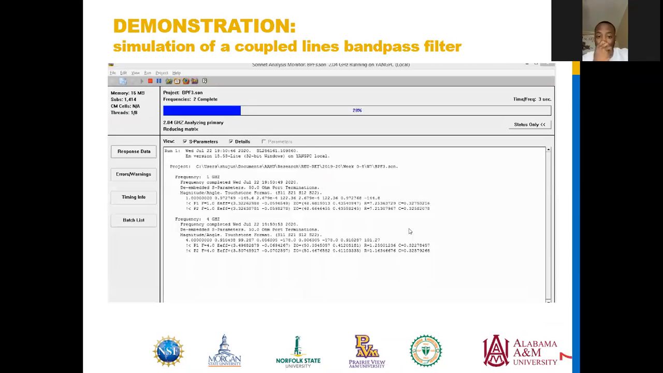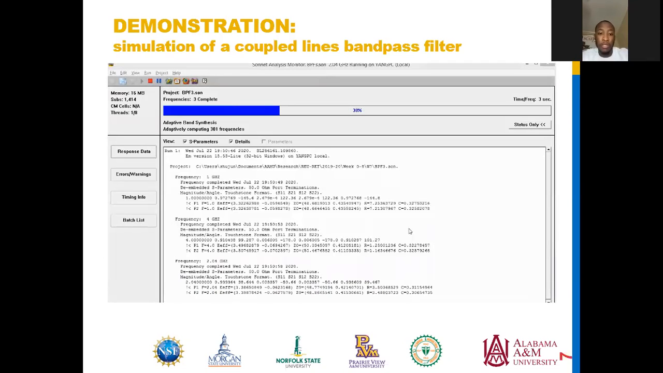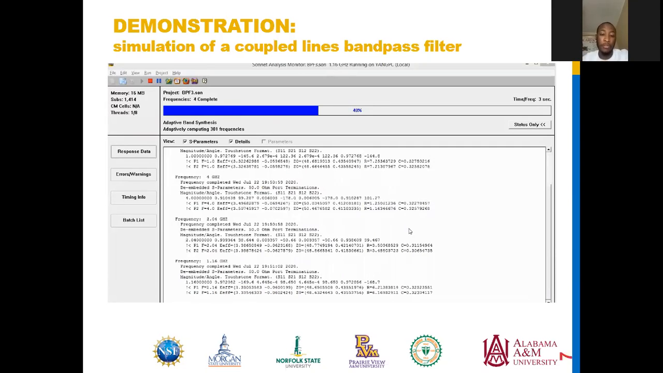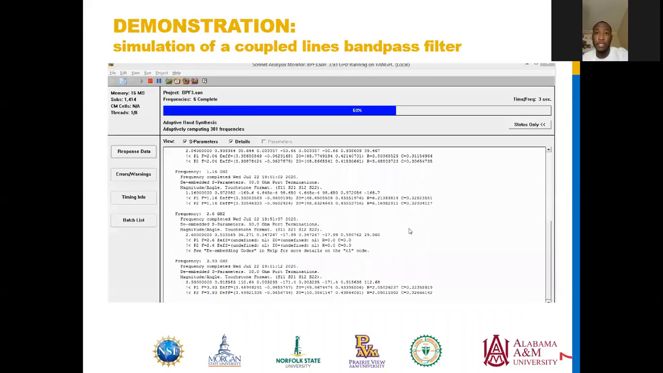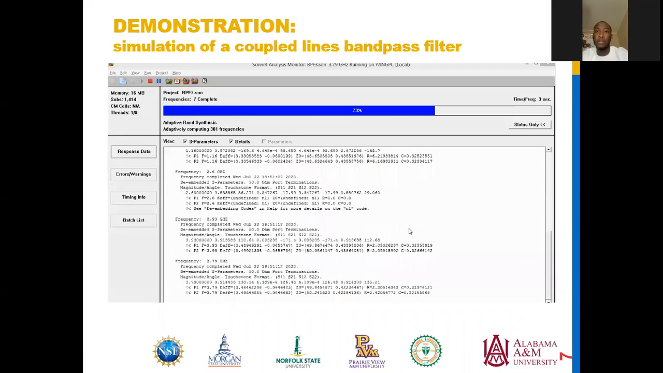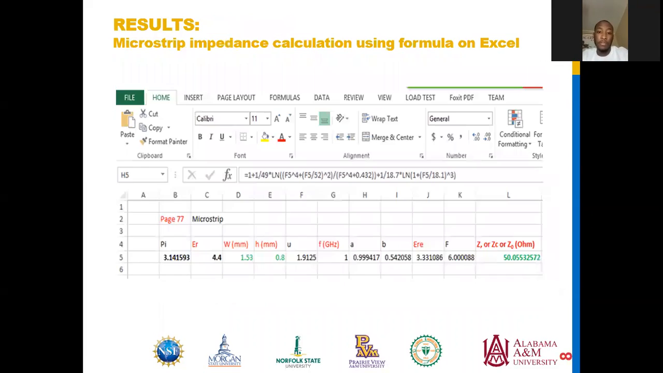And in this window, we have the analysis monitor on Sonnet Lite. At the bottom, we have the frequency. Each frequency point is run at 3 seconds. And underneath each frequency, you can see the S parameters. S11 and S21 are the main two that we focus on, which are the reflection and forward gain or insertion loss. Right now it's at 70%.